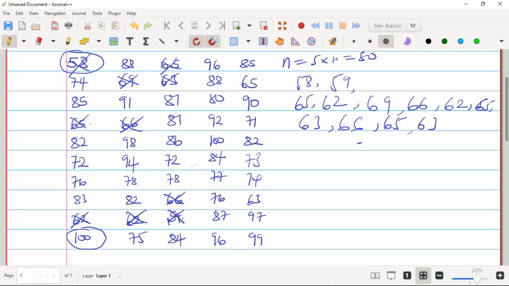63. So once you have been able to get your 60s, you see, for our 50s, you have been able to arrange our 50s in what? Ascending order, right? So when we come here to the 65, 62, 69, 66, 62, 65, 63, 66, 65, and 63, right? You just arrange them in order and then add it to this one, right?